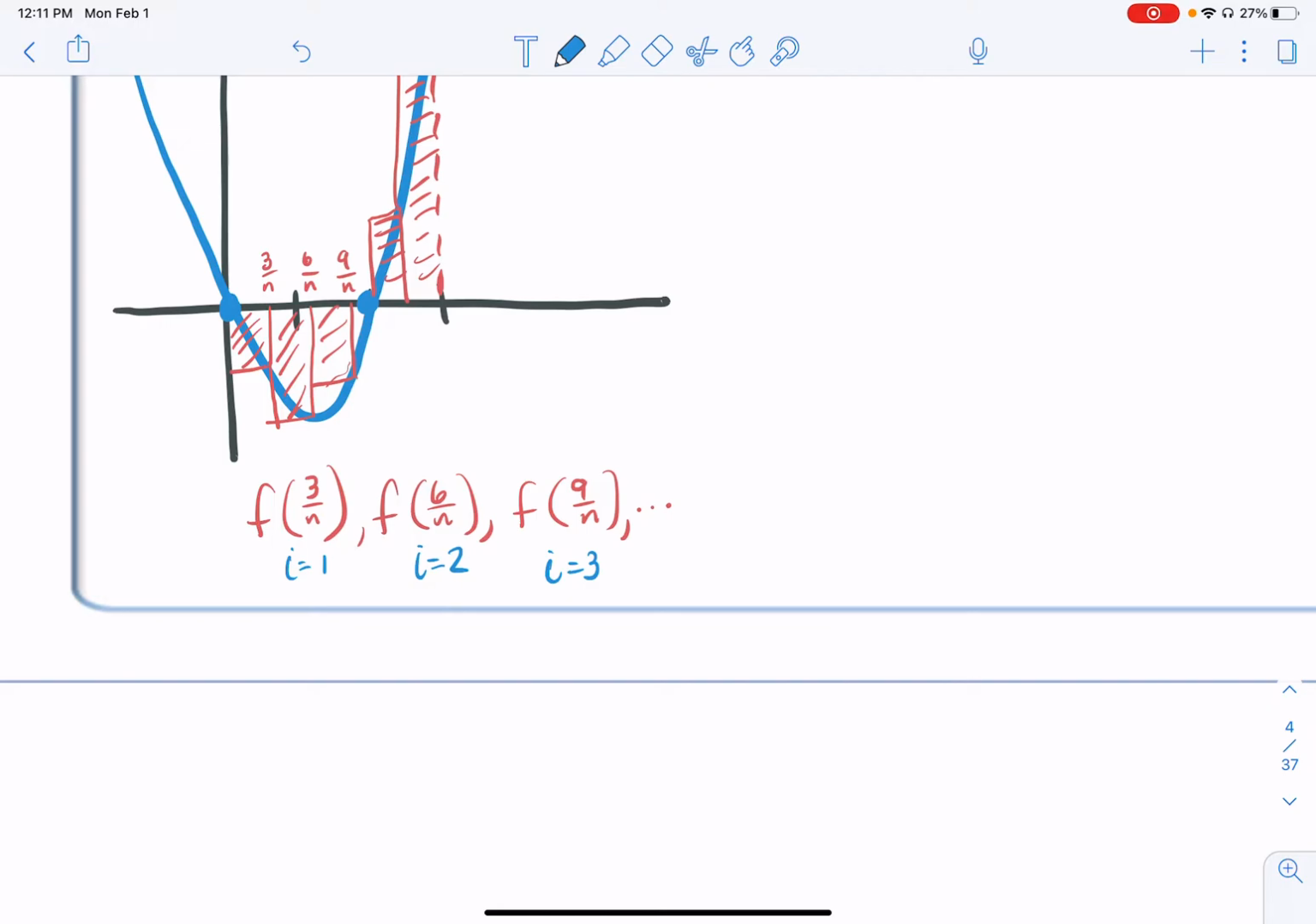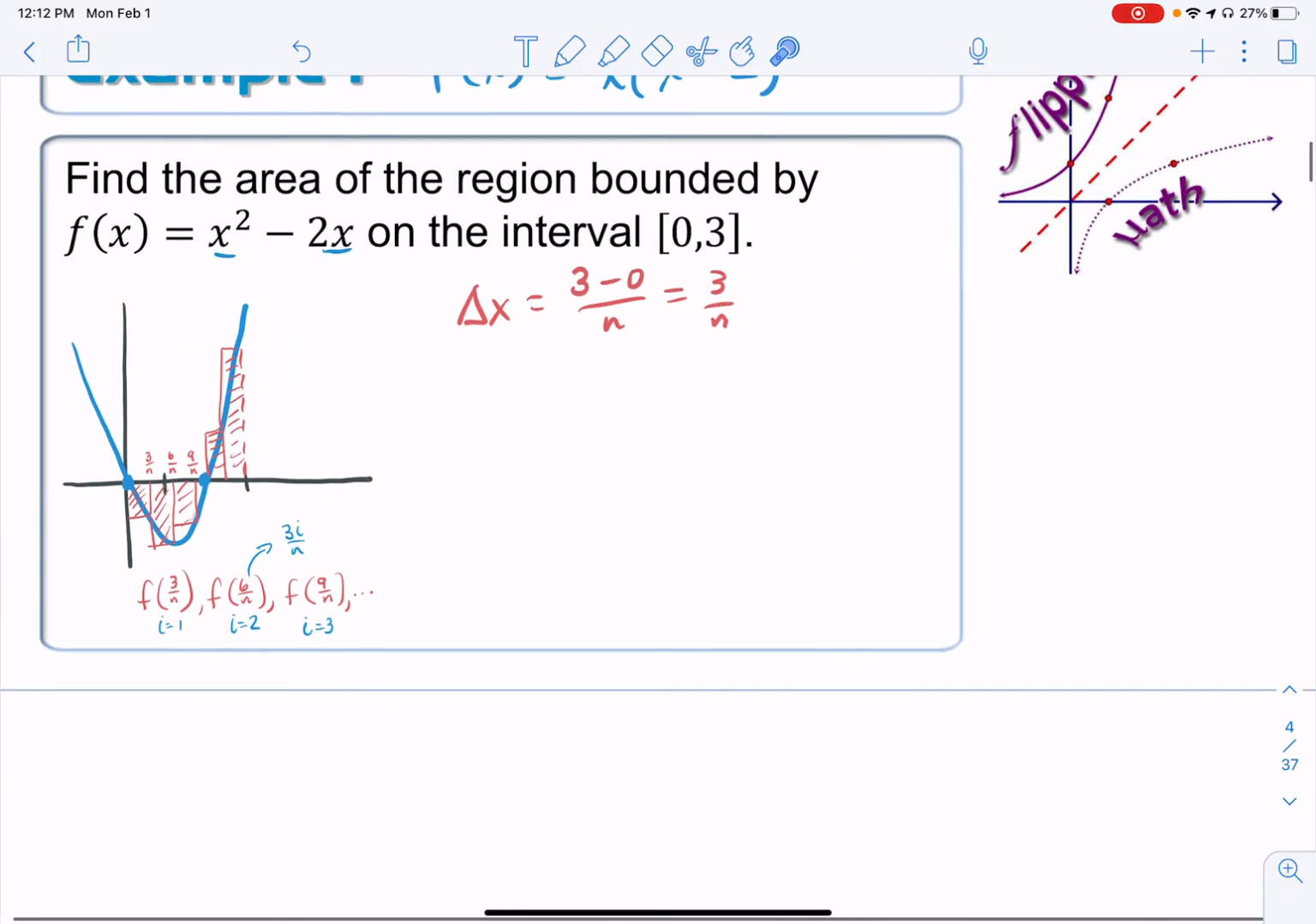Maybe it's obvious to you that if I stick in 1, I'm supposed to get 3. Stick in 2, I'm supposed to get 6. If I stick in 3, I'm supposed to get 9. Those are just multiples of 3. This is 3i over n. Again, if I stick in a 1 here, 3 times 1 gives me 3 over n. If I stick in a 2, 3 times 2 gives me the 6 over n. If I stick in a 3, 3 times 3 gives me my 9 over n, and so on. All right, so I think that we're in business.